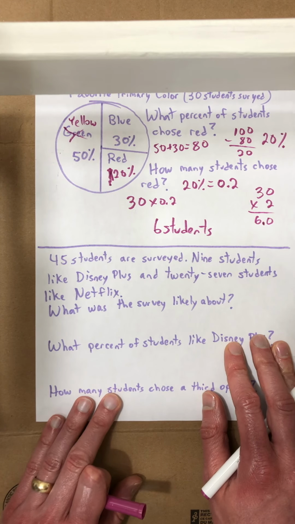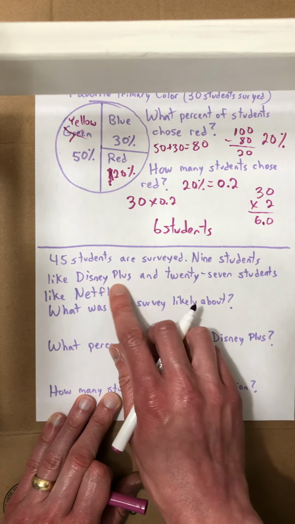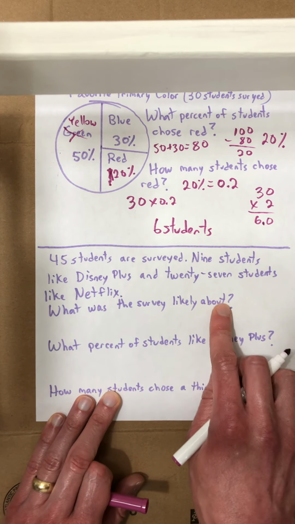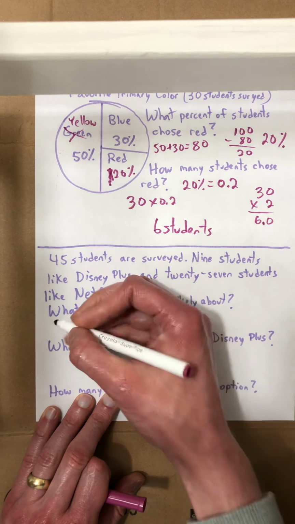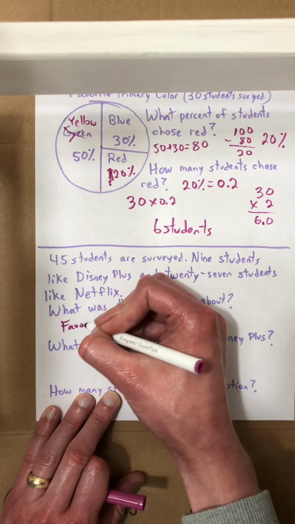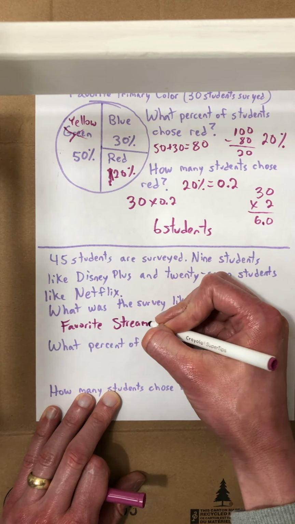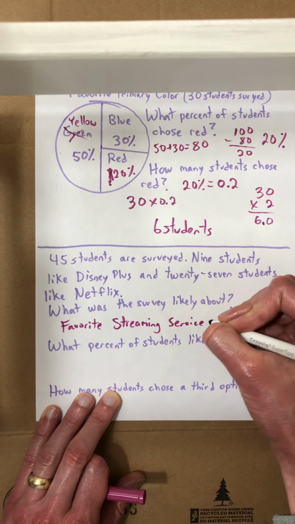Our last survey here, maybe a more interesting one possibly. 45 students are surveyed, 9 students like Disney Plus and 27 students like Netflix. What was the survey likely about? Well, given that we're talking about Netflix and Disney Plus, it seems like it's about favorite streaming services.